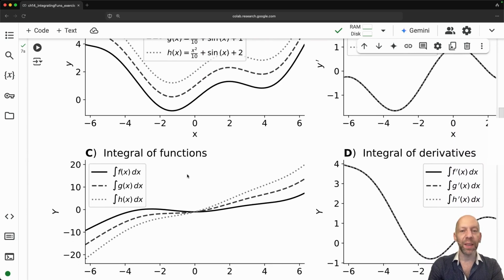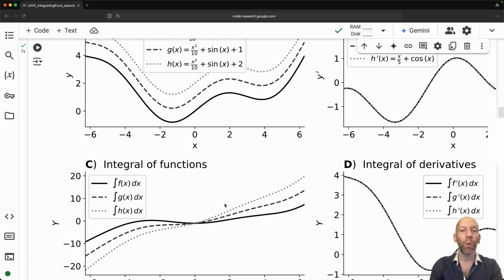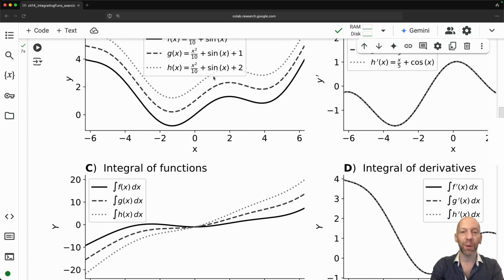Now here what we see is that the antiderivatives, the indefinite integrals of these three functions, f, g, and h that we see here, are distinct from each other. They're not just shifted versions of each other. They really differ. They differ on the x terms. Now, why do they differ when these were all the same?